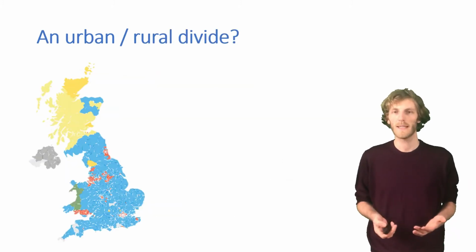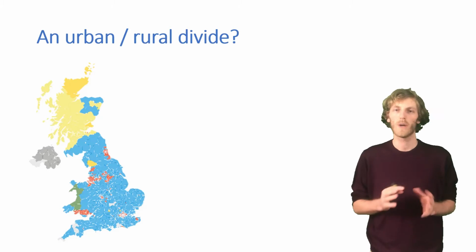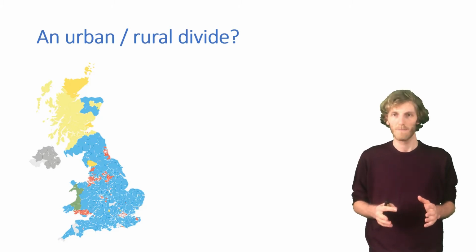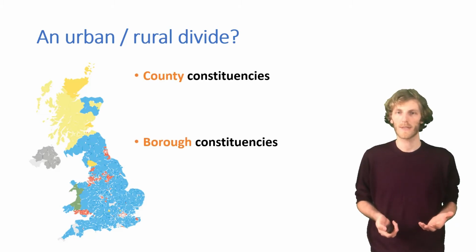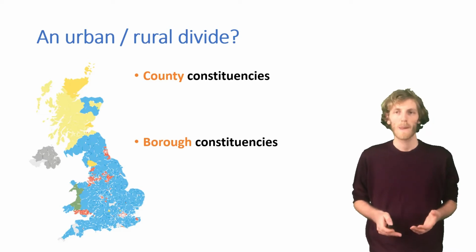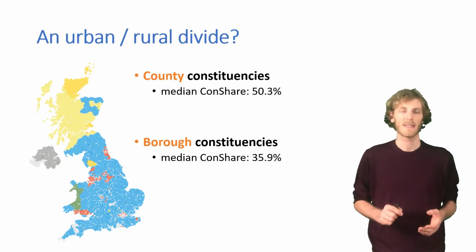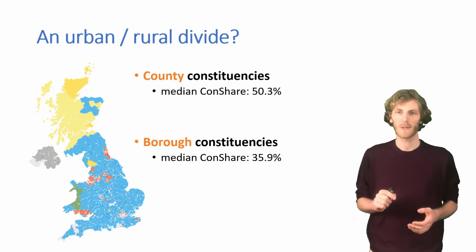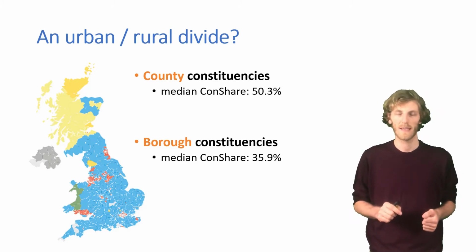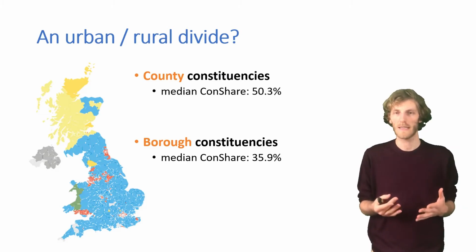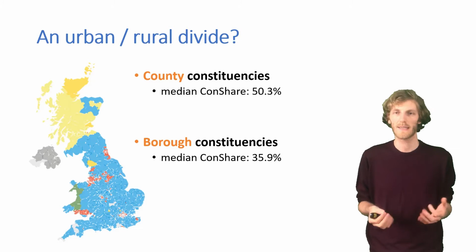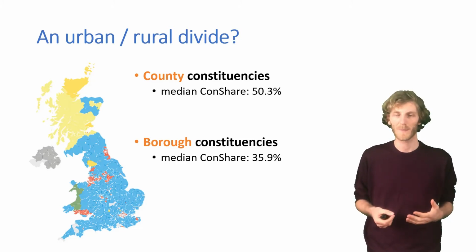One thing that might come to mind is whether there is an urban-rural distinction. We can test it quite nicely because in the UK there are two separate types of constituencies, county constituencies and borough constituencies. And actually, if we look at them, there's a big difference in the median conservative vote shares between the two types of constituencies. So if you forget about the analysis we've done before, and now just, for example, do a t-test on this, we can certainly conclude that the constituency type has a really big impact.